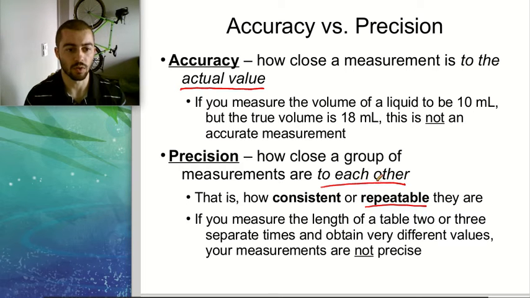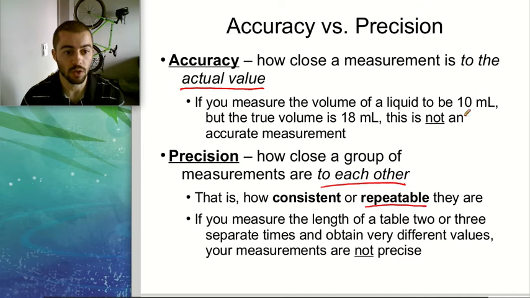So if you measure the same volume of liquid 3 different times and get 3 different numbers, then that's not a precise measurement because you're not repeating the measurement that you have each time. Okay, so the goal is to have measurements that are both accurate and precise, that we're getting the same measurement every time we measure, and we're also getting a value that's close to the true value that we're trying to measure. Okay, so the difference between accuracy and precision.